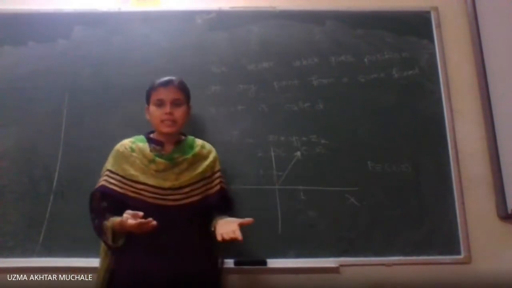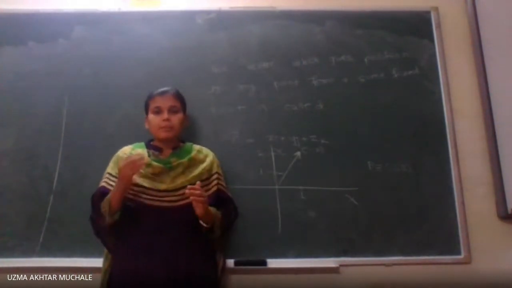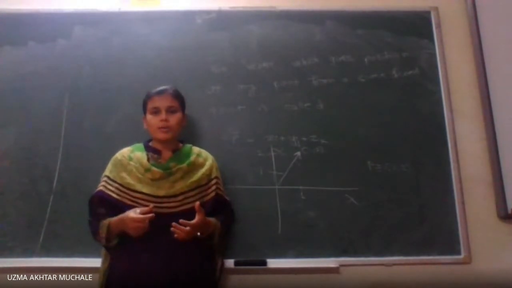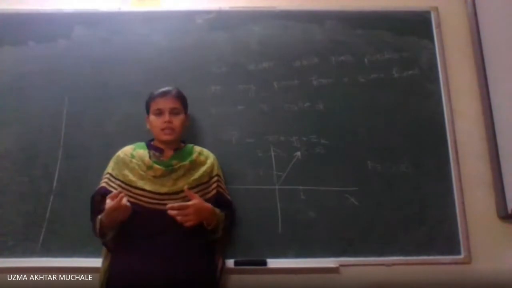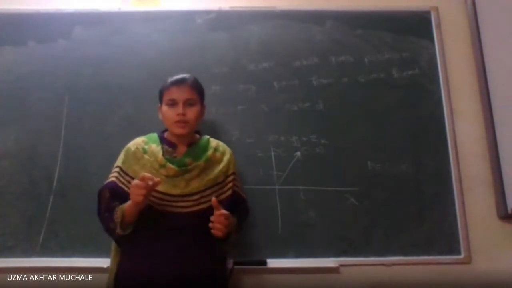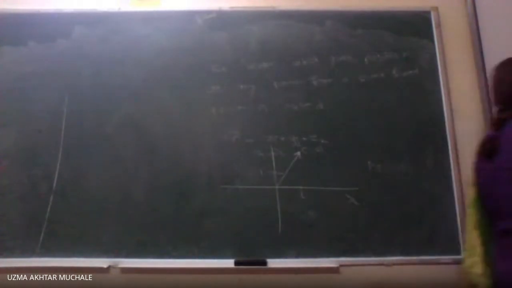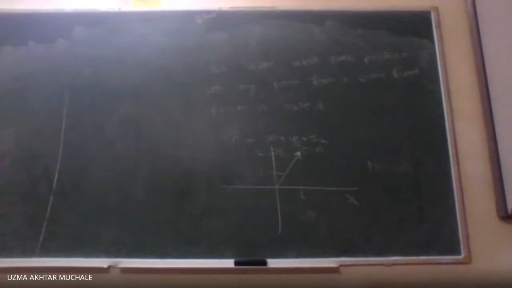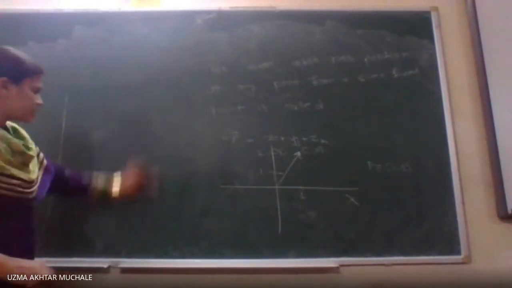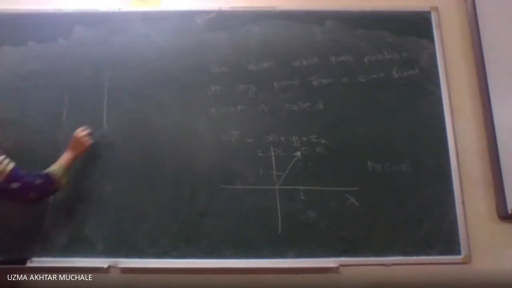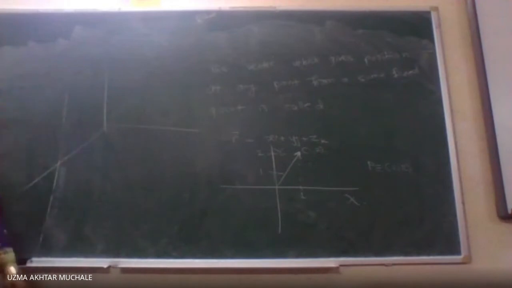But we are discussing this on the 2D plane. If I want to extend the idea to 3D space, how are you going to plot a point, say (1, 2, 5)? If I want to plot the point (1, 2, 5), we have a 3D system.